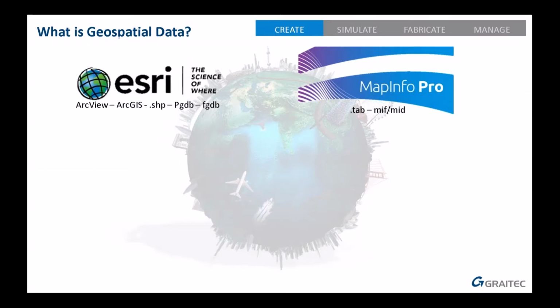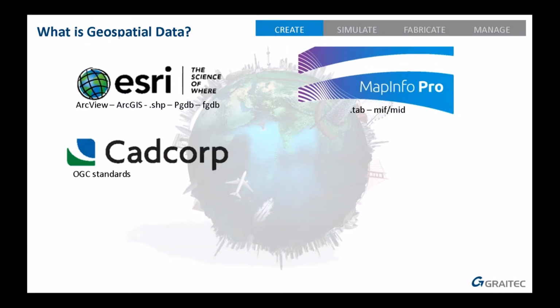You'll see them. Another big one throughout the world is CadCorp. Now these guys, although they do have their own format, they advocate open standards, so they can consume all sorts of formats. Well, almost all of them really. Certainly the ones you'll all come across. Now they work closely with the Ordnance Survey in the UK, and they also work with the OGC, which is the Open Geospatial Consortium, and they support international interoperability standards for geospatial systems.